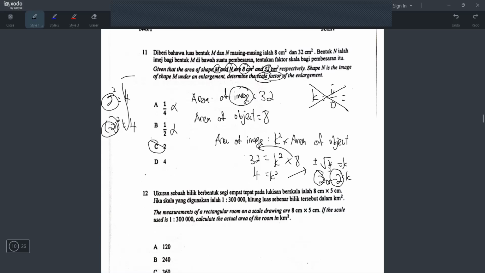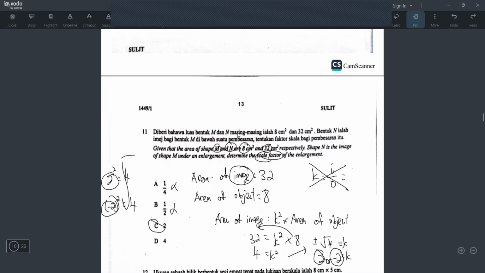Some students will think that a negative scale factor means your image is getting smaller. No, wrong. If your image is getting smaller, your scale factor will be less than 1. It will not be negative. Negative has nothing to do with the size. Negative is just whether the object and image are on the same side or the opposite side. That's all, right? So that's the working.